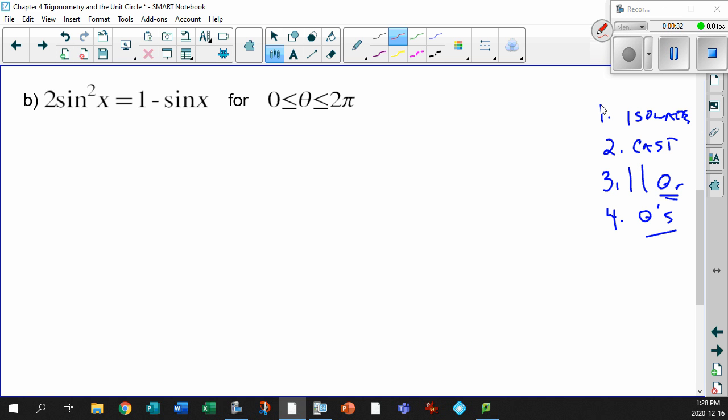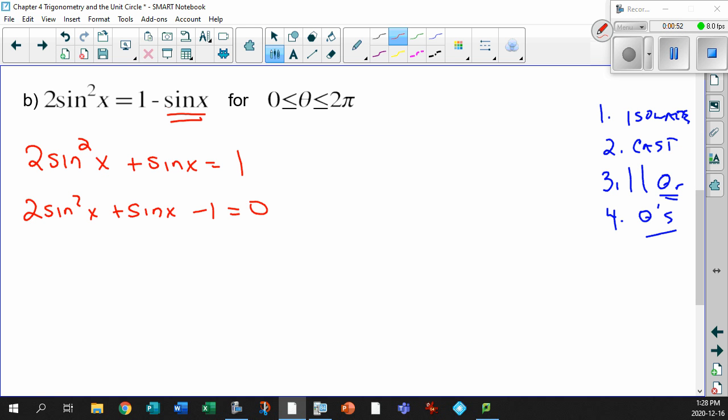So let's isolate this. Let's bring that minus sine x over. We got 2 sine squared x. Now, bring the sine x over, that becomes positive sine x equals 1. Let's bring the 1 over now. 2 sine squared x plus sine x minus 1 equals 0. Do you see the quadratic yet? If you don't see the quadratic, put an a over top of the sine. Look, this is 2a squared plus a minus 1.